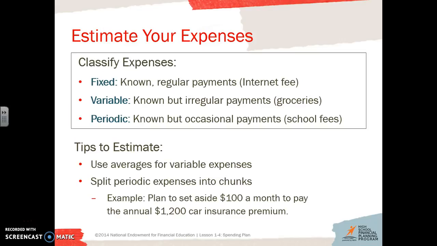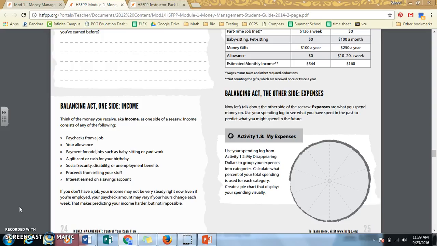And you went through an activity where you used your own expenses to estimate where you're spending most of your money. Were you spending money on more fixed expenses, variable expenses, or periodic expenses? So you completed activity 1.8, my expenses, and you used your disappearing dollars. That was one of the first activities that you did in this guidebook to group your expenses into categories. So we were looking for taking all of your different expenses, whether you spent money on food or a cell phone or clothing, and grouping them into all those categories of expenses. So the fixed expenses, the variable expenses, and the periodic expenses.